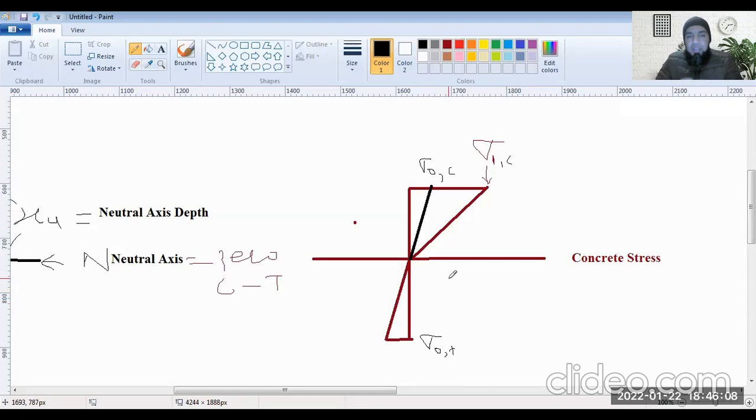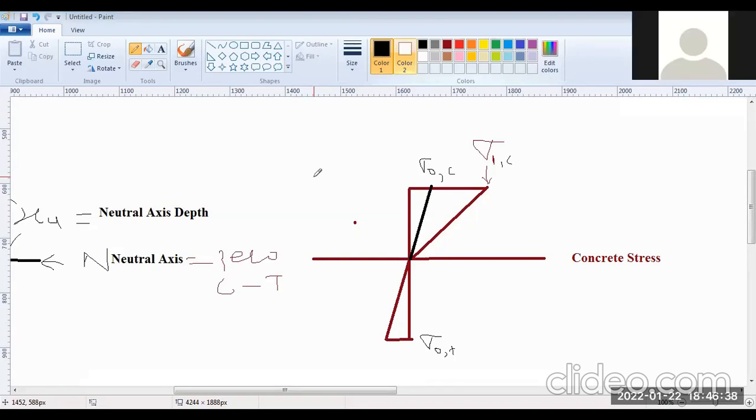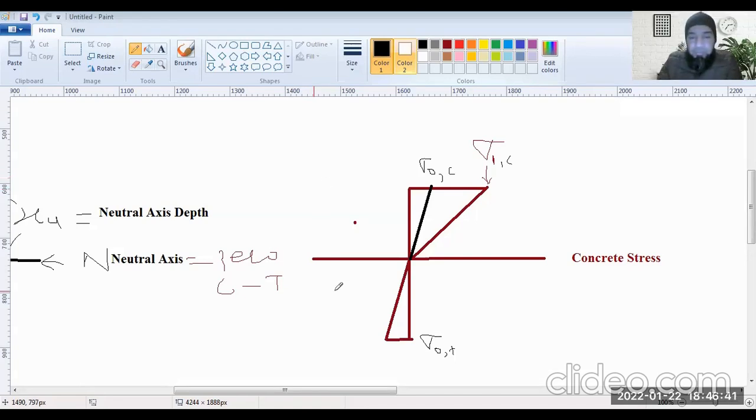So first, in which is the concrete failing, tension or compression? Yes, any one of you? In which does it fail first? What is the stress pattern in which it will fail first? Tension. In tension. So towards the bottom extreme fiber, it will fail first. So there is a point after this.